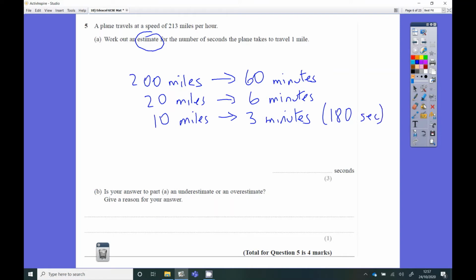So how many seconds is it going to take us to do 1 mile? Well, we just need to divide the 180 seconds by 10, so it's about 18 seconds. Now this is one way to do this question. You can obviously estimate it slightly differently. I think the mark scheme allowed any answers in the range from 16 to 20, so 18 is bang in the middle.